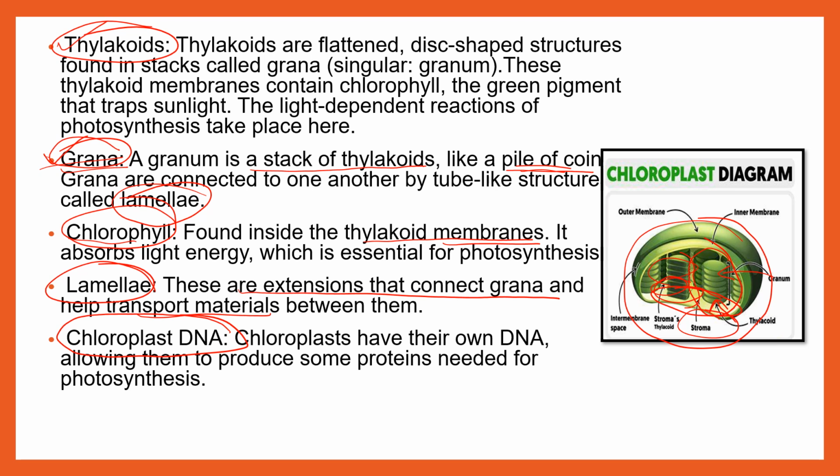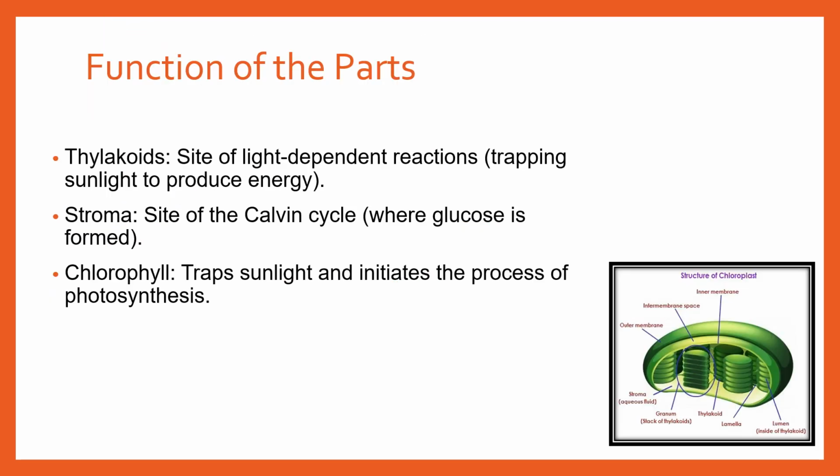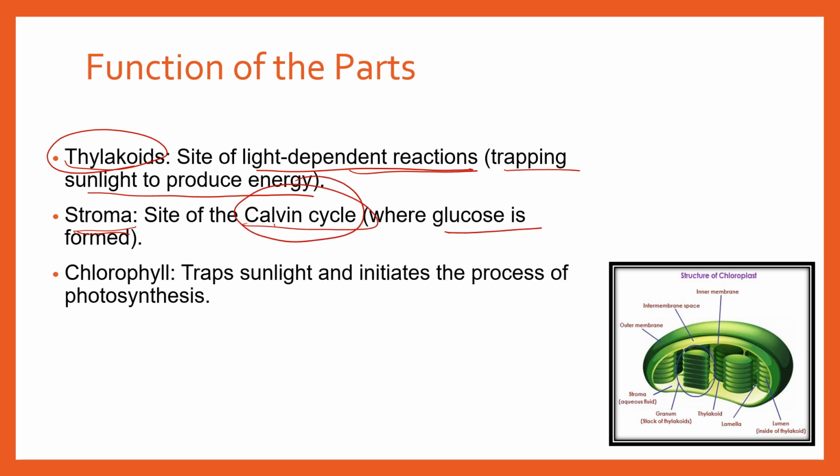So let us move on to the last part. What are the functions of each part of the chloroplast? The thylakoids are the site of light dependent reaction, that is, trapping the sunlight to produce energy. The stroma is the site of the Calvin cycle where the glucose is formed, and chlorophyll traps the sunlight and initiates the process of photosynthesis. So these are the functions of each individual part of the chloroplast.